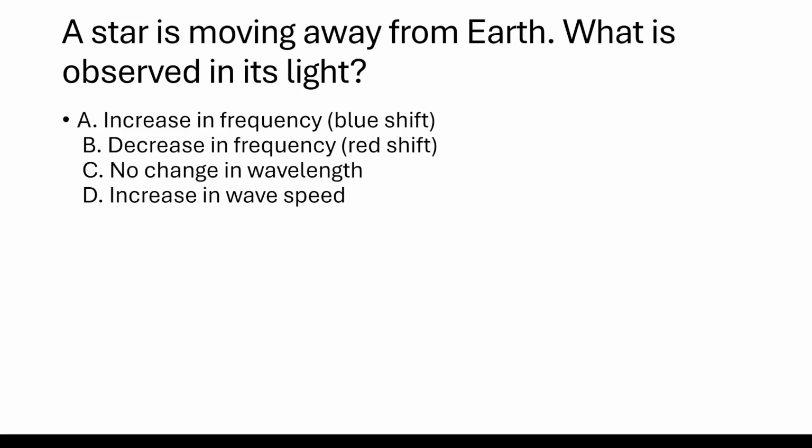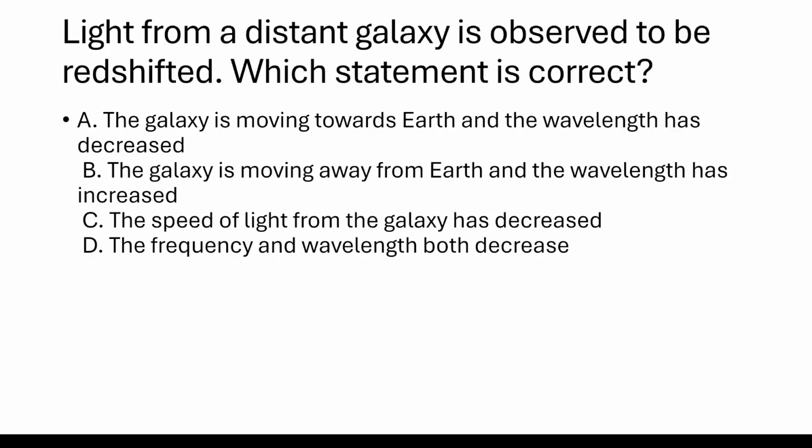Okay, let's do some questions again. Pause and do it yourself before discussing with me. A star is moving away from Earth. All right, so it's going away. That means my lambda observed will definitely be greater than lambda rest. What is observed in its light? Increase in wavelength. Because it is increase in wavelength, what would happen to frequency? Decrease. Do not make a mistake. It's not an increase in frequency, it's an increase in wavelength.